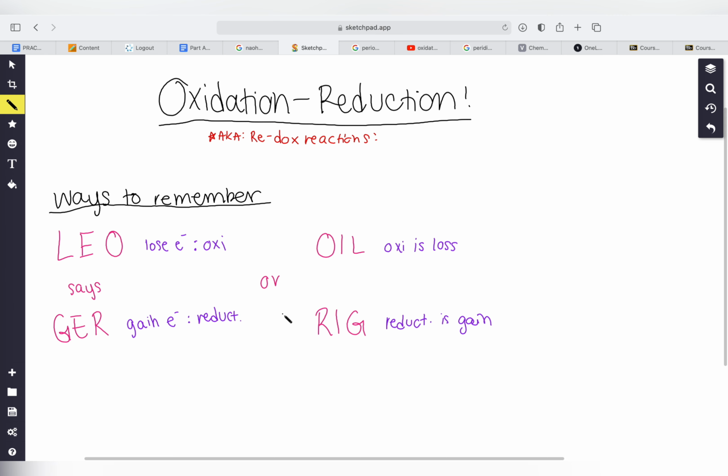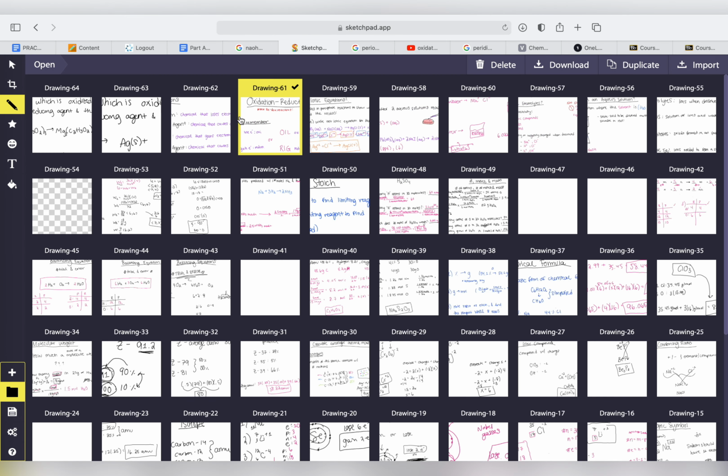OIL RIG never really stuck with me, so I figured I'd share that one just so you have it in your pocket. I don't know what the saying is.